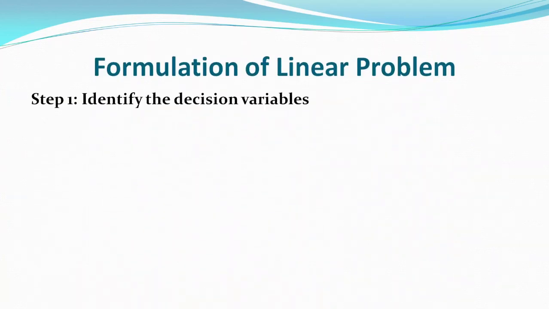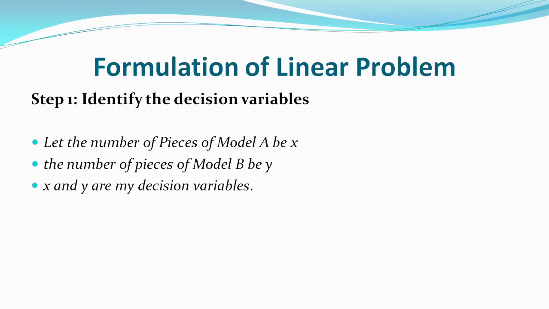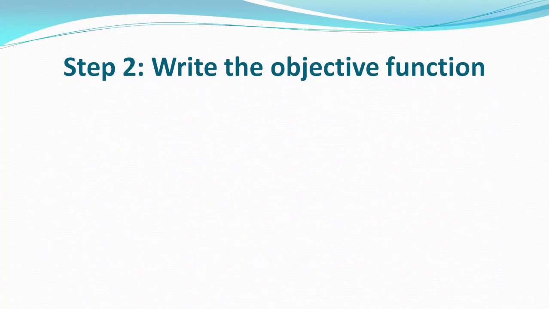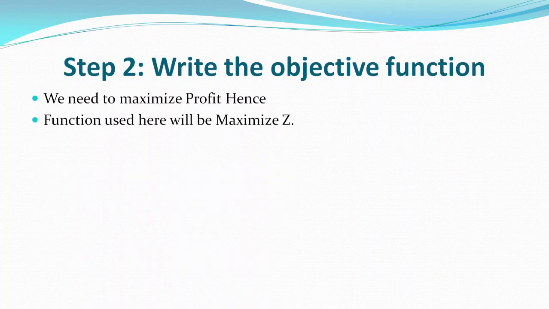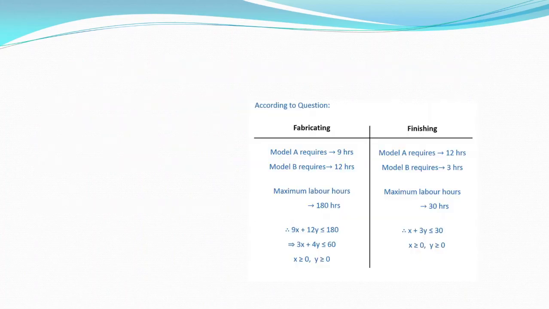Formulation of the linear problem, and the first step is to identify the decision variables. Let the number of pieces of model A be X and the number of pieces of model B be Y. X and Y are my decision variables. Step 2. Write the objective function. We need to maximize profit, hence the function used here will be maximize Z. Profit on model A is rupees 8,000 and profit on model B is 12,000, and maximize Z is equal to 8,000x plus 12,000y.